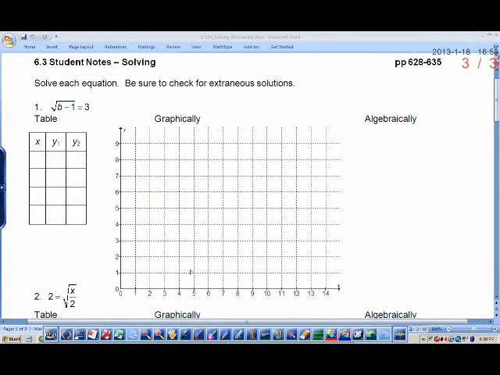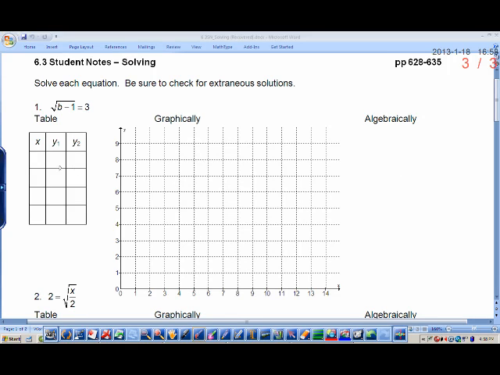Okay, today we're going to talk about solving radical equations, and we're going to look at square roots and cube roots and even higher indexes of radical equations. And just like we did on Friday, for a little bit, we're going to look at three different representations. We're going to look at solving with a table, solving with a graph, and then solving algebraically.